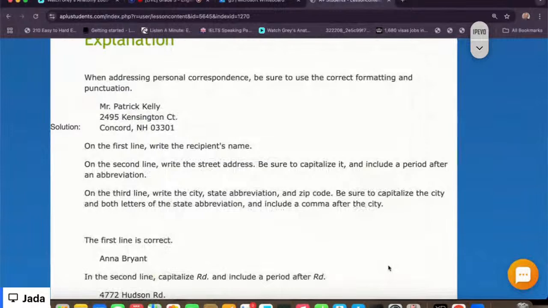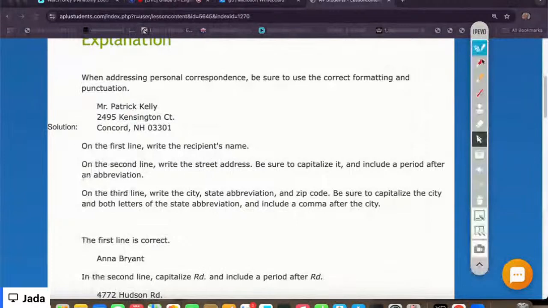All right, so we will start now. When addressing personal correspondence, be sure to use the correct formatting and punctuation. For example, we have this address here. We have Mr. Patrick Kelly, and on the first line, you have to write the recipient's name.